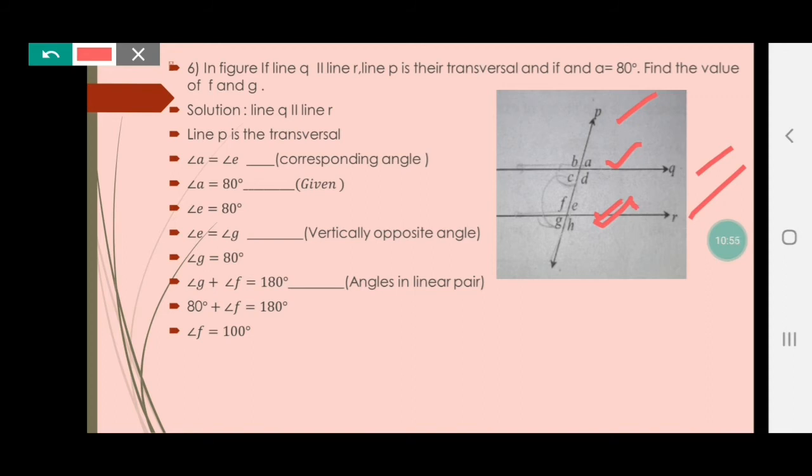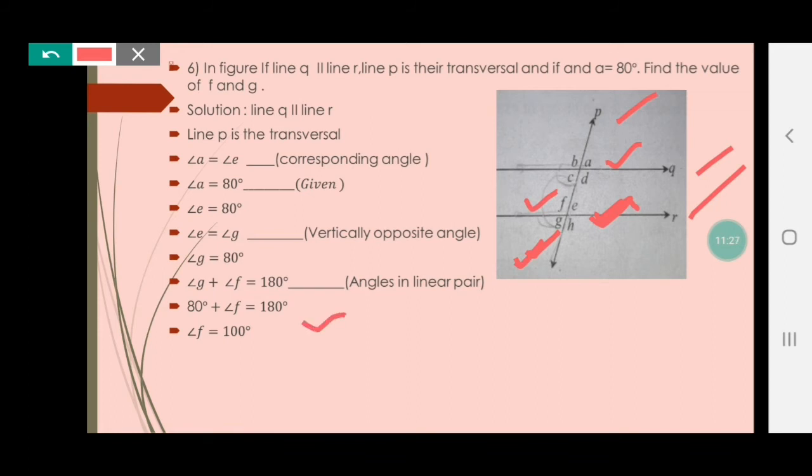After that, angle E is equal to angle G. Why is angle E equal to angle G? Because they are forming vertically opposite angles. Okay. So what will be the value of G? It will be equal to 80 degrees. Right. After that, the measure of angle G plus the measure of angle F is equal to 180 degrees. Why 180 degrees? Forming a linear pair over there. Right. So I'll substitute the value of G to find the value of F.